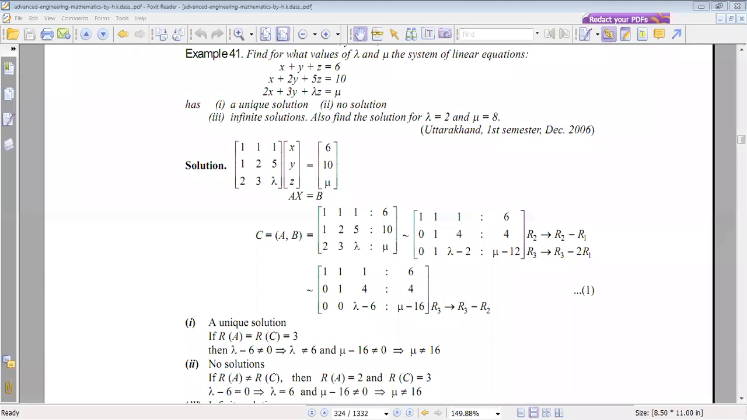See here, in the last class, we have done problems related to consistency of a system of linear equations. Now see here, so this is a system of linear equations.